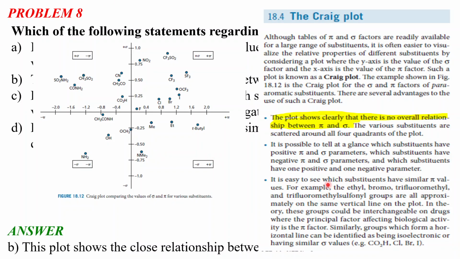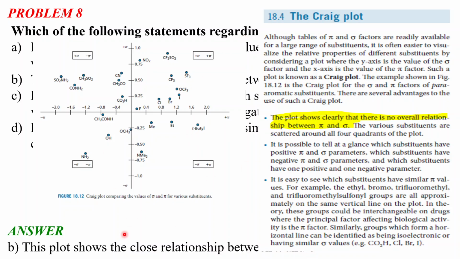So this is easy to see whether the substituents have similar pi values. For example, the ethyl, bromo, trifluoromethyl, and trifluoromethyl sulfonyl groups are all approximately on the same vertical line of the plot. So these groups can be interchangeable on the drugs where the principal factor affecting the biological activity is the pi factor. Similarly, groups which form a horizontal line can be identified with similar electronic or sigma values. So this is how you have to interpret this Craig plot, and this is the data that can be derived from it.